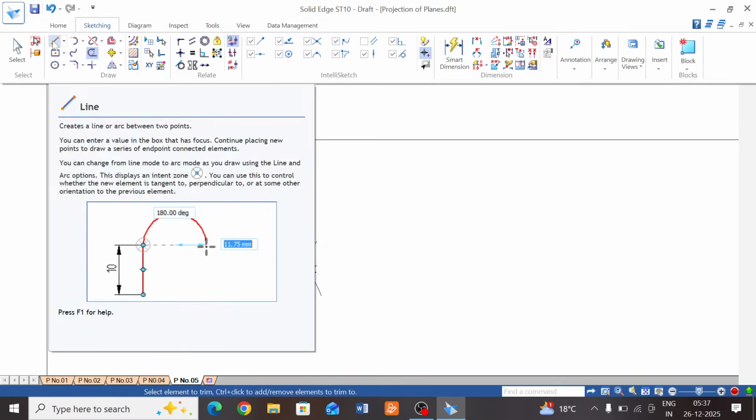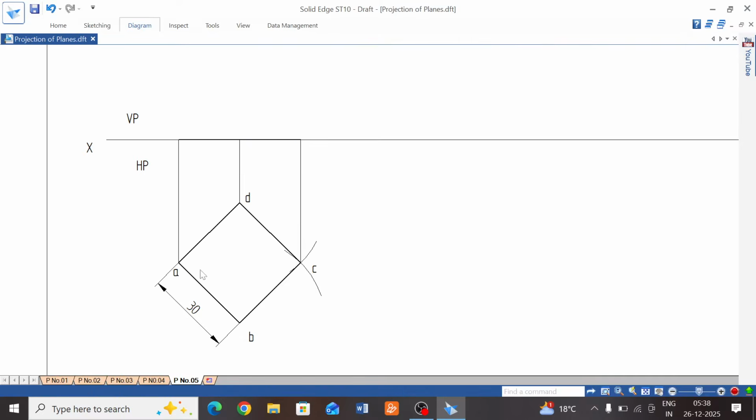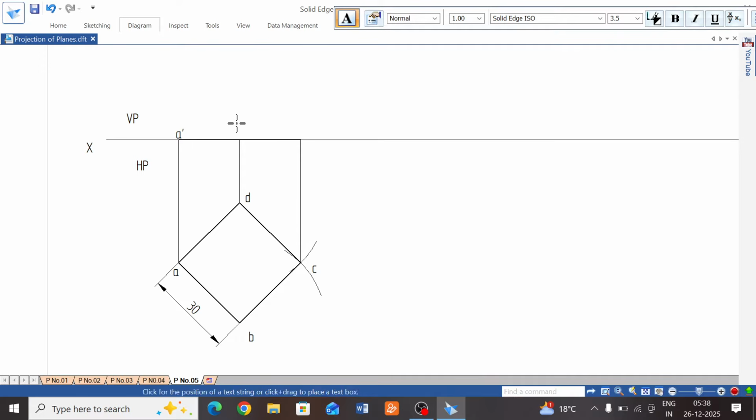Now draw the lines. The front view is a straight line, here A to B one line, then B to D one line, and name those points. A dash is visible above the XY line, this is B dash, within bracket D dash, and the last point is C dash. Now this surface lamina, or front view, is inclined to HP at 30 degrees.